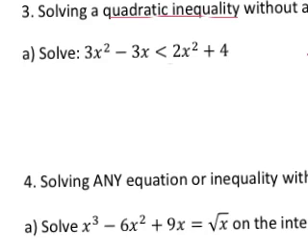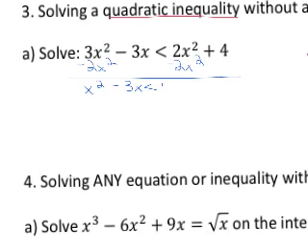So if I move the 2x squared over, that gives me x squared minus 3x is less than 4. And then if I move the 4 over, I get x squared minus 3x minus 4 is less than 0. So the first step is the same. The second step is also the same. This quadratic, x squared minus 3x minus 4, needs to be less than 0.